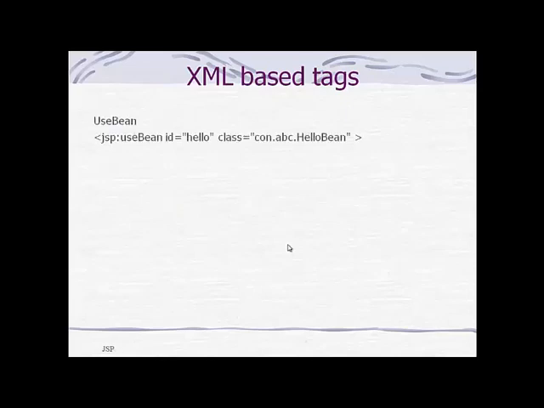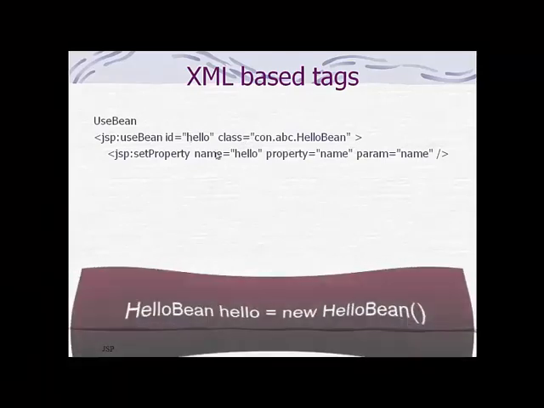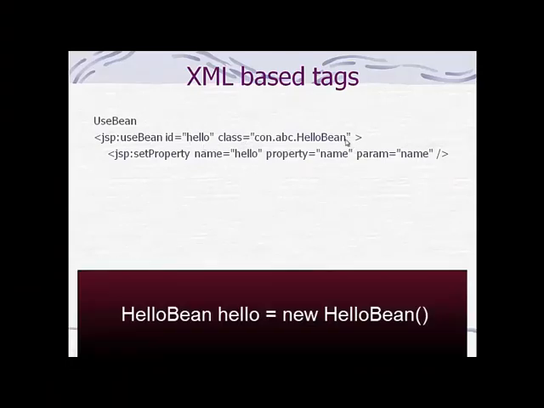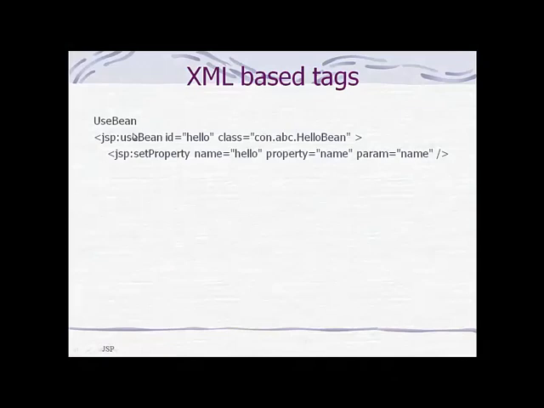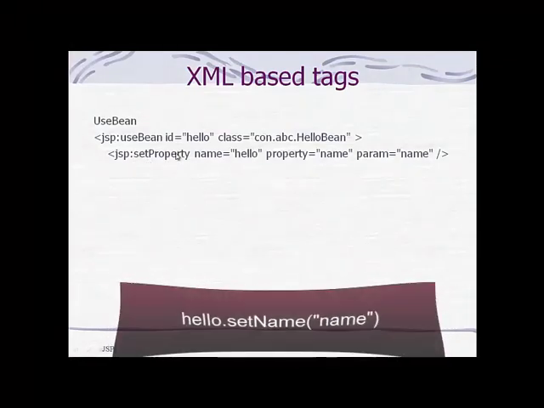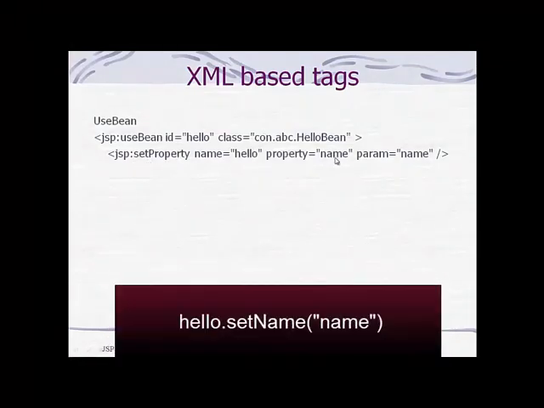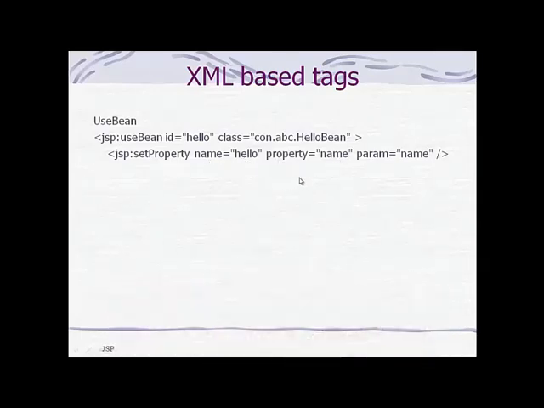XML based tags. Those were scripting based. Now this is XML based. jsp:useBean means use this bean. Correct? Use this bean. So id is hello. So the instance variable name will be hello of type HelloBean, and the class is HelloBean. So use this and then setProperty. So maybe this bean has a property, some name. So it will set it as setName, with whatever hello parameter's name is.